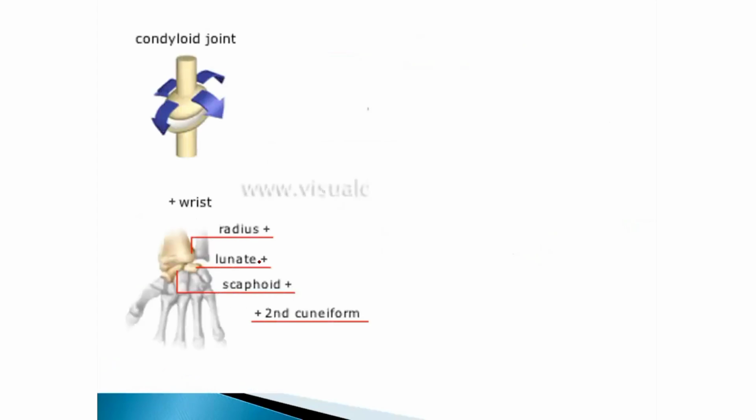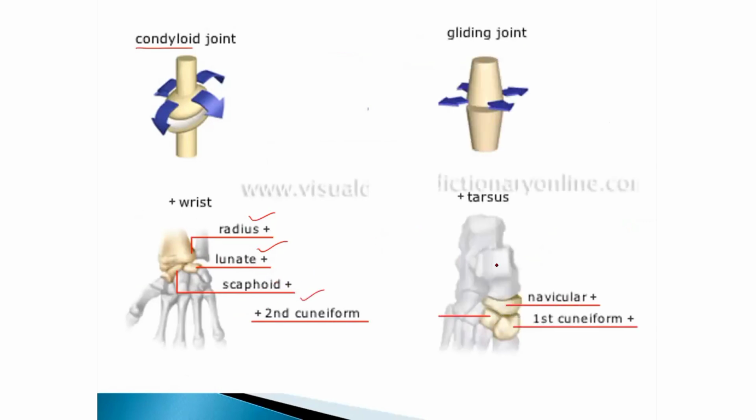So let's take a look at the diagram. Condyloid joint, you can see here there is a radius, then there is a carpal and the metacarpal. They show condyloid joint. This is gliding joint between the two bones.